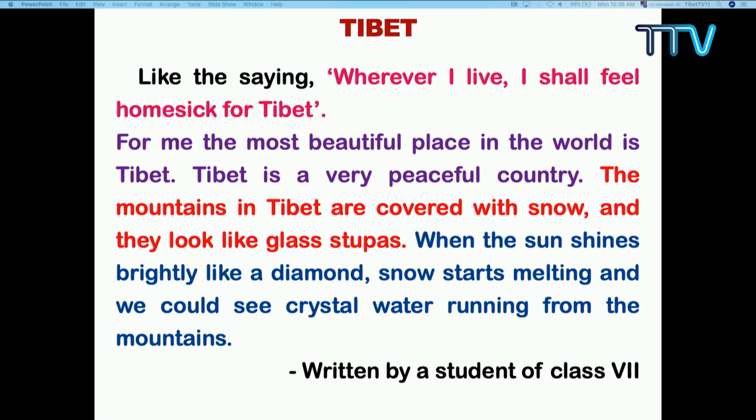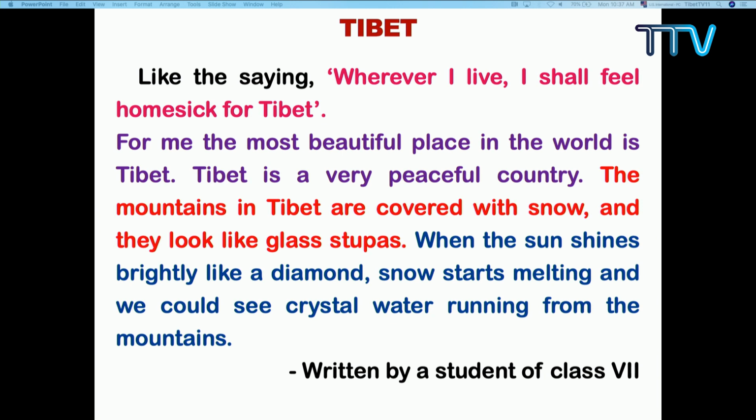Okay. Snow starts melting and we could see crystal water running from mountains. A good use of imagery here. And then, if we focus on the type of sentence, see, when the sun shines brightly like a diamond, it's a clause, isn't it? But we can sense that something is missing, right? It's not complete in itself. So, when the sun shines brightly like a diamond, what happens? Snow starts melting.